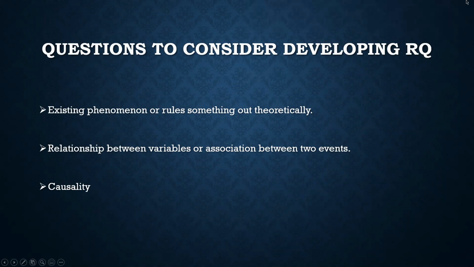Some questions to consider during the development of your research questions. What is the existing phenomenon, or what rules out something theoretically? If you're looking at a qualitative type of study, what kind of existing phenomenon are you exploring? Or from a quantitative standpoint, whether the hypotheses are going to align with the research questions. This is a little more of a quantitative area: the relationship between the variables, or the association between two events, as well as causality. What is the causal connection between the two events, or what is the causal connection of your findings to the problem statement?